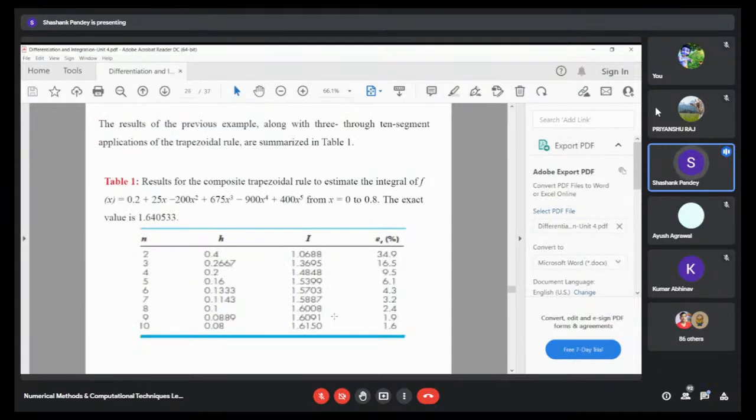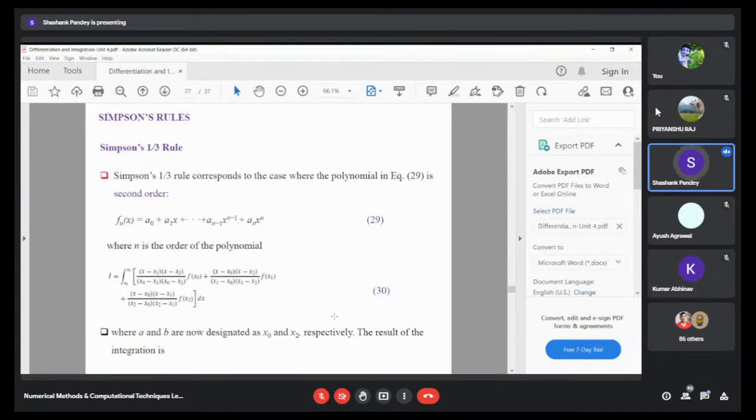So let us proceed towards another topic that we are going to cover today, which is Simpson's 1/3 rule. Simpson's 1/3 rule.